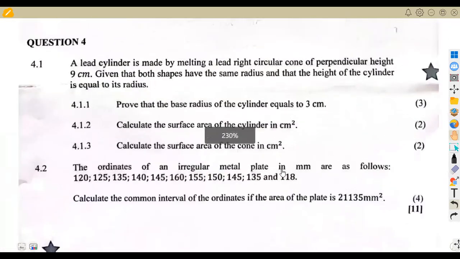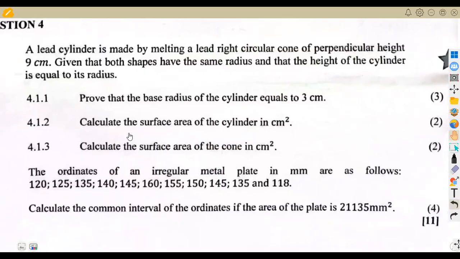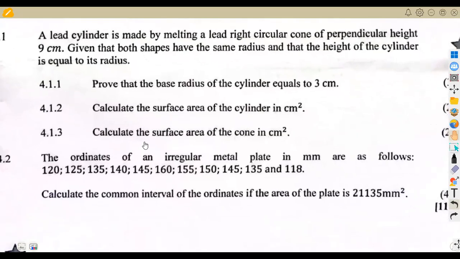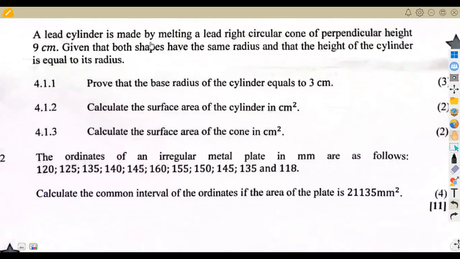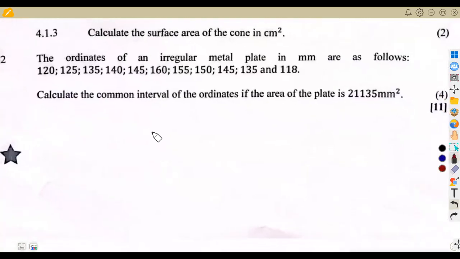4, was 11 marks on everything. Let's try and see 4.1. We are given, it's from our solid shapes, a statement that a lead cylinder is made by melting a right circular cone of perpendicular height. All right, so a lead cylinder is made, we had a right circular cone and it was melted to give us a cylinder, right? Okay, so that's something like this.